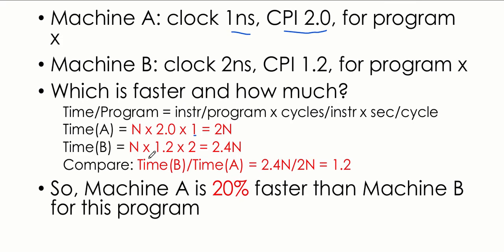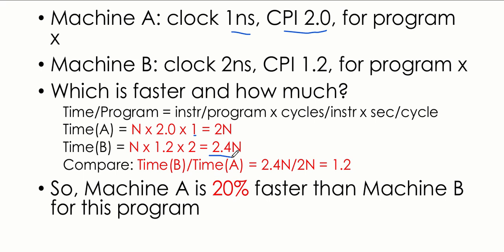Then you can do the same thing for B. So n times 1.2 times 2, and you get 2.4 n. Now you have to compare, see which one is faster and be able to state it clearly. Like I always say, just put the bigger number on top so that it will make your explanation easier. They are running the same program, however, other features of their machines are different.